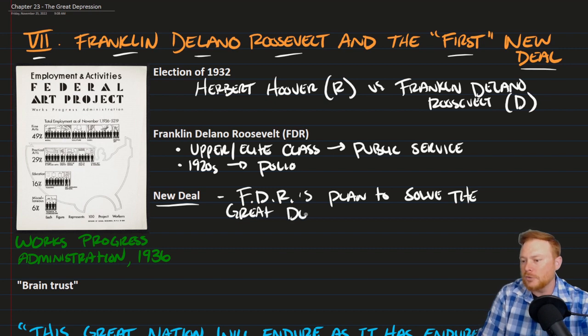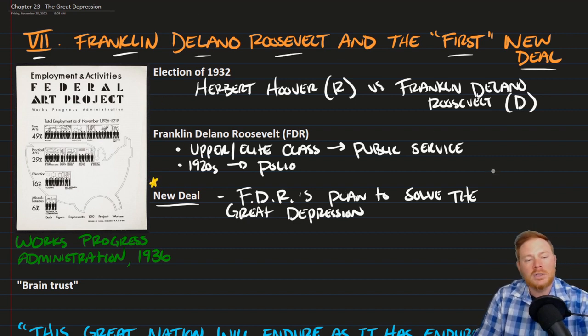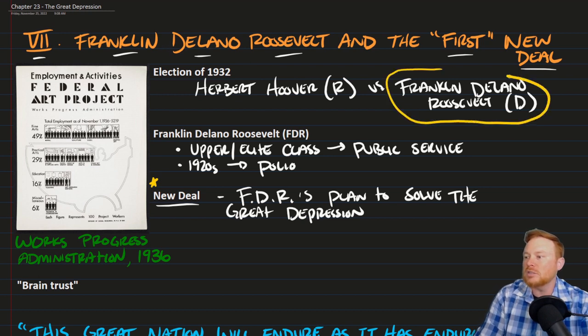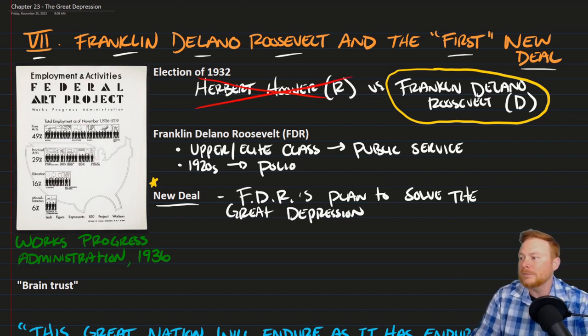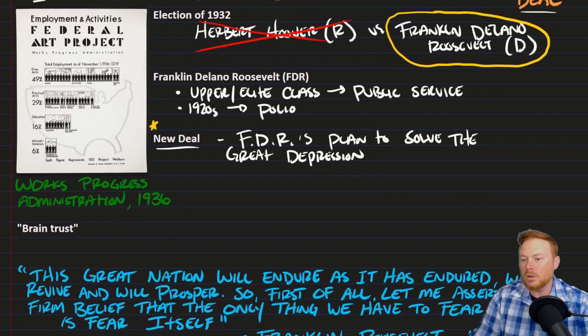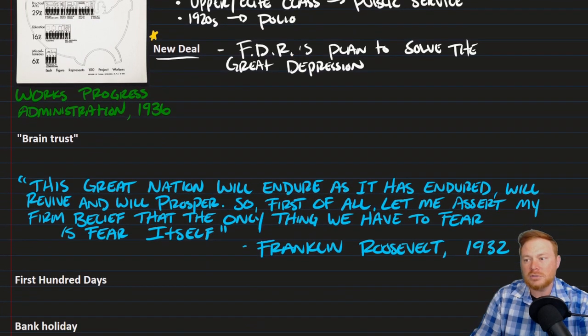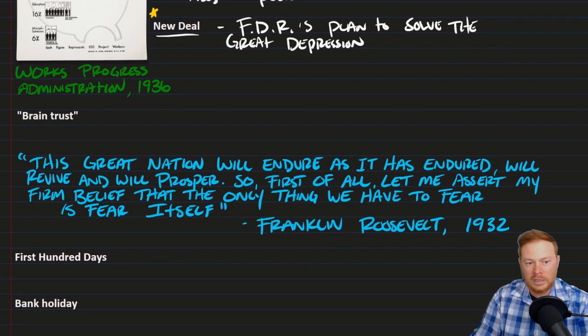And in the 1932 election, Roosevelt said, elect me and I will provide Americans with a new deal and get us out of this economic mess. And with all the failures of Hoover, Roosevelt was elected to the presidency in 1932, and Herbert Hoover was given a defeat. And so immediately Roosevelt began working to turn this New Deal into a reality.